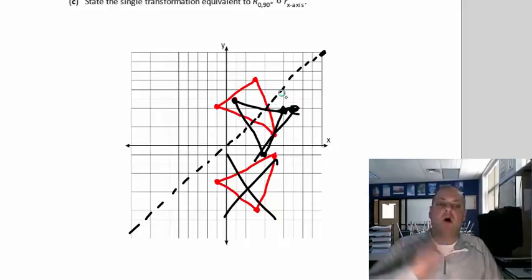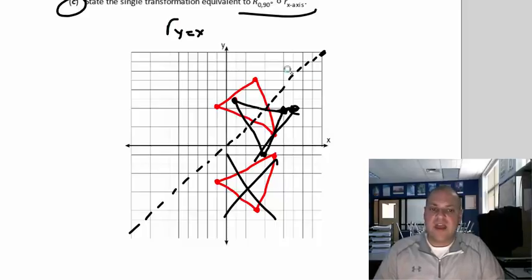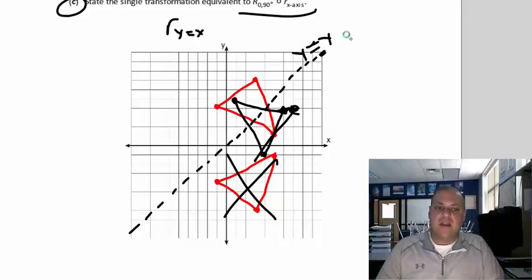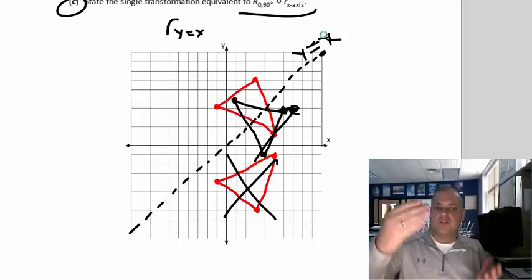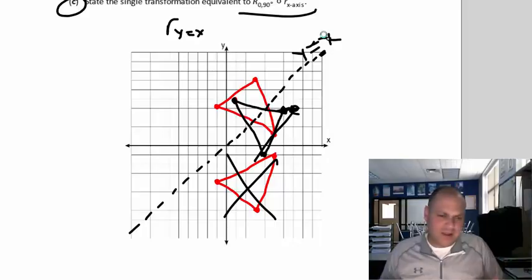Anyways, it looks like it almost kind of flipped over that line, and that's a reflection over the y equals x line. So the single transformation equivalent to this is reflection over the y equals x line. Remember, that diagonal line is the y equals x line. And that is what's going on here. It looks like the red flipped over to the black. And your graph, hopefully, it looks better than that. Mine didn't transfer over to this program very well.